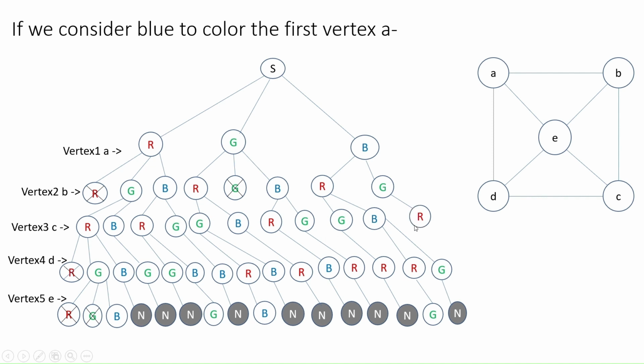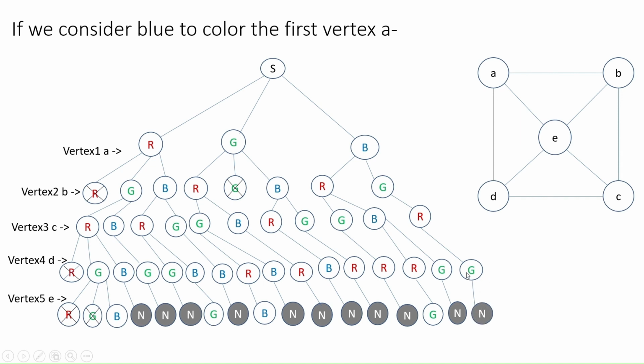After coloring the third vertex with red, it is not possible to color the fourth vertex again with red. But it is possible to color the fourth vertex with green, because 2 and 4 are not adjacent. So we are coloring the fourth vertex with green. So again there is no other color left for the fifth vertex, so it is not possible to color the fifth vertex.